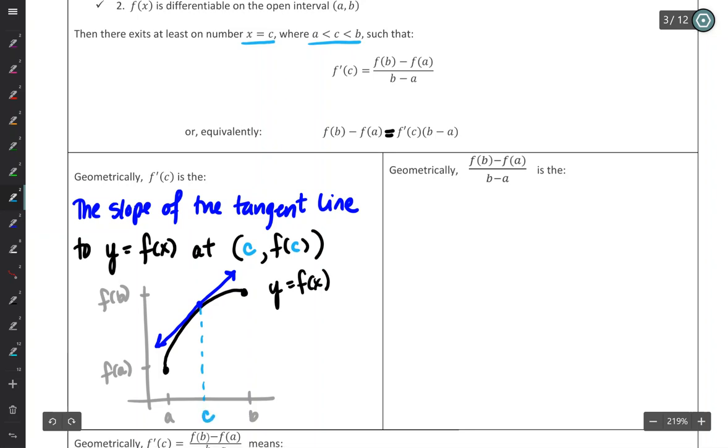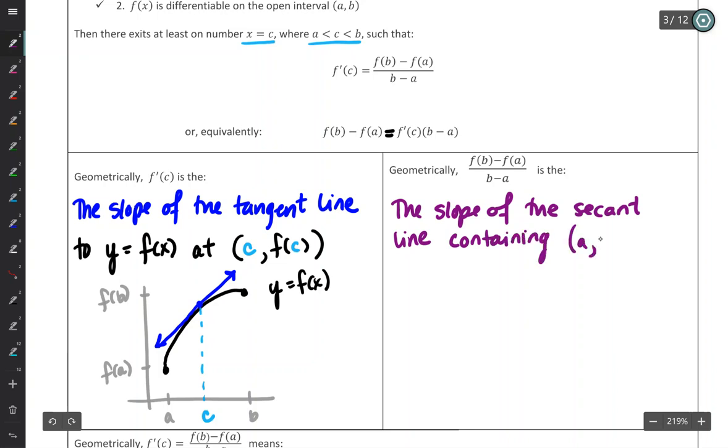Okay. F of b minus f of a all over b minus a is that average rate of change. It's the slope of the secant line containing the points a, f of a, and I'm even going to do them in black to emphasize we're on f, and b, f of b.